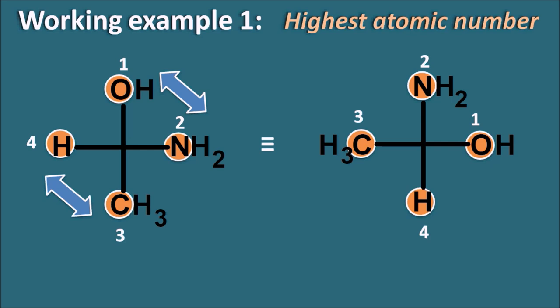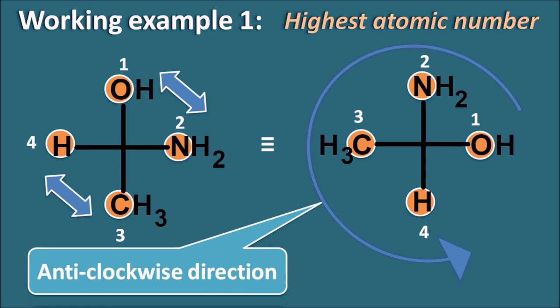Now we can assign the R and S nomenclature. We have to travel from the priority groups 1 to 2 to 3. When we travel like this, if the direction is clockwise, it will be R configuration. If it is anti-clockwise, it is S configuration. So in this structure, when we travel from 1 to 2 to 3, we are going in the anti-clockwise direction. Since it is anti-clockwise, the configuration is S. So in this way, we can assign the configuration to the Fischer projection.